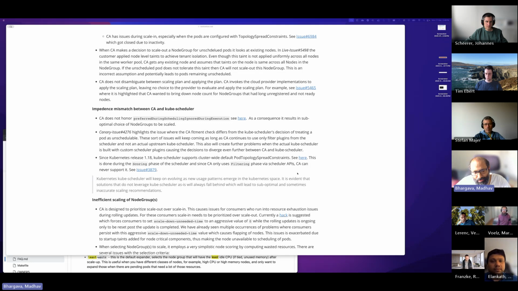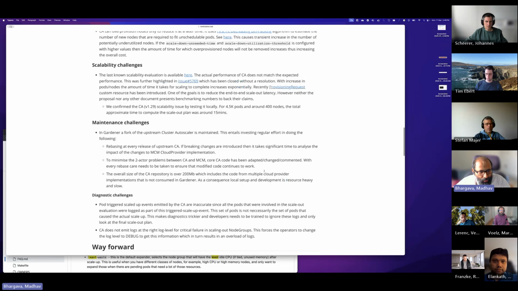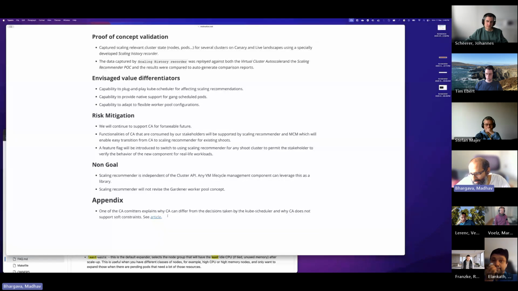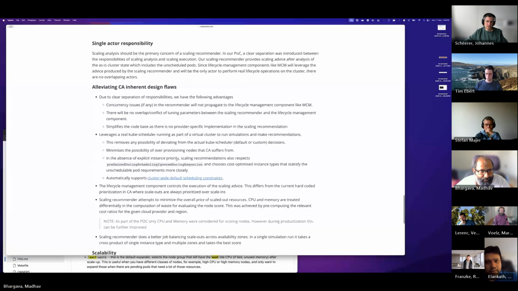scheduler, and kube scheduler exposes certain APIs, Golang APIs. CA uses only the ones which are in the filter plugins. As a consequence, if you have workloads that have defined preferred during scheduling soft constraints, so to say, they are never honored. And this is also documented in the official FAQ of CA. This is also explained if you go down in the appendix section, this is a very nice article which also explains in detail why CA will not provide any support for soft constraints.